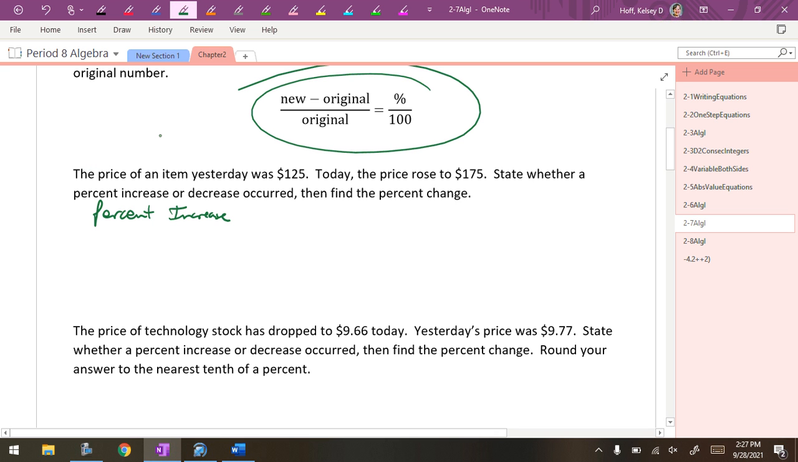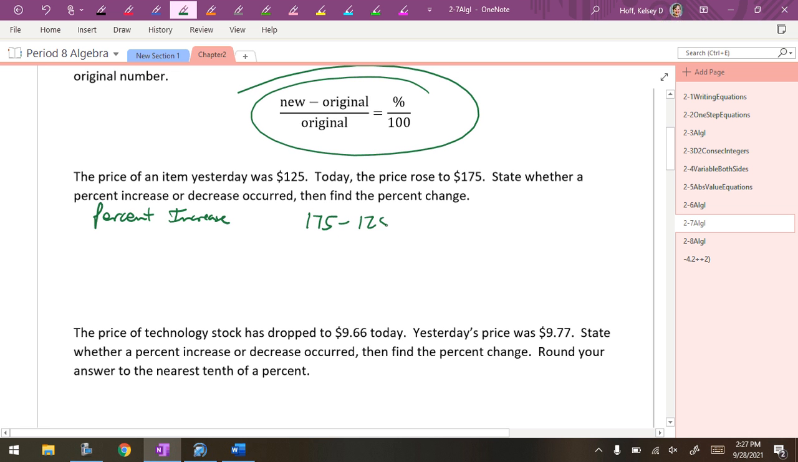Now we are going to set up a proportion. What is our new price? 175 minus what was the original price? 125, divided by what was the original price? 125, is equal to, we're trying to find the percentage, x over 100. What's the first thing I should do? I would subtract, right? 175 minus 125. 50 over 125 equals x over 100.